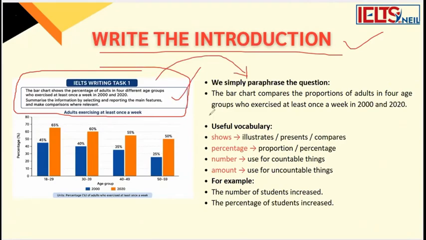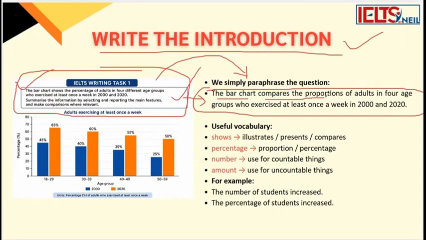Now, I hope you understand the meaning of paraphrase. Paraphrase basically means writing the statement using different words, but the meaning remains the same. As you can see here, the meaning of this sentence and this sentence is the same, right? But we have changed some words. For example, I've said the bar chart compares the proportion of adults in 4 age groups who exercised at least once a week in 2000 and 2020. I've changed a few words here, but I made sure the meaning does not change.